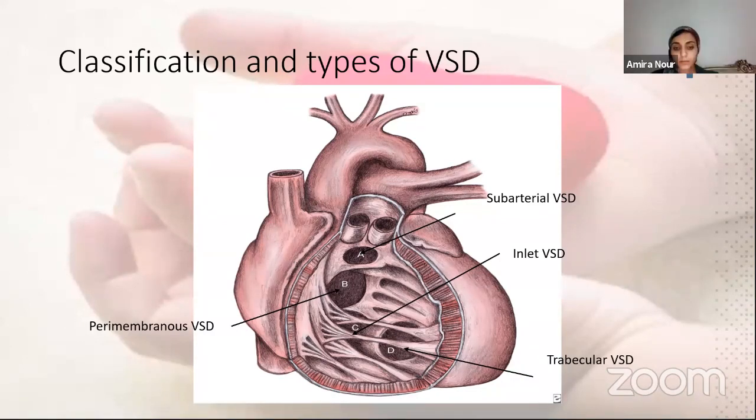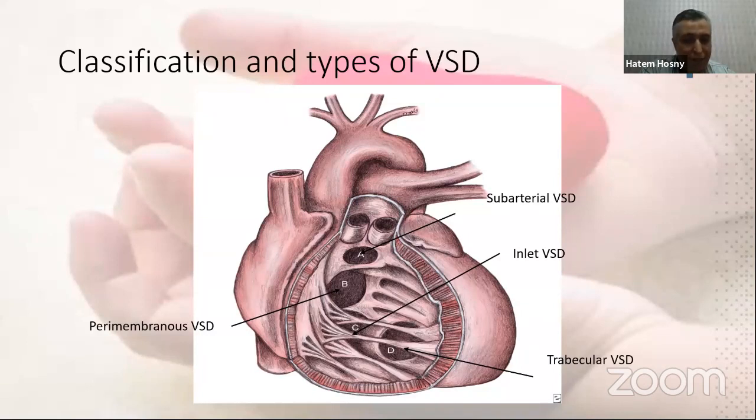If the VSD only reaches the tricuspid valve, I mean the AV valve, and doesn't go into any semilunar valve, this is the inlet VSD. The other common name of the inlet VSD is the AV canal type VSD. So this is the classic inlet VSD that occurs in the AV canal.